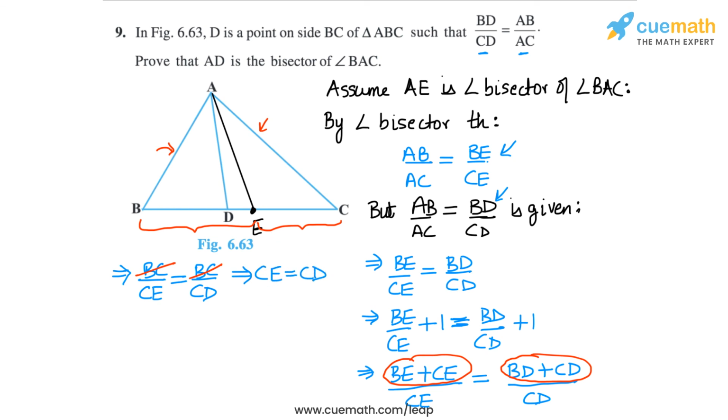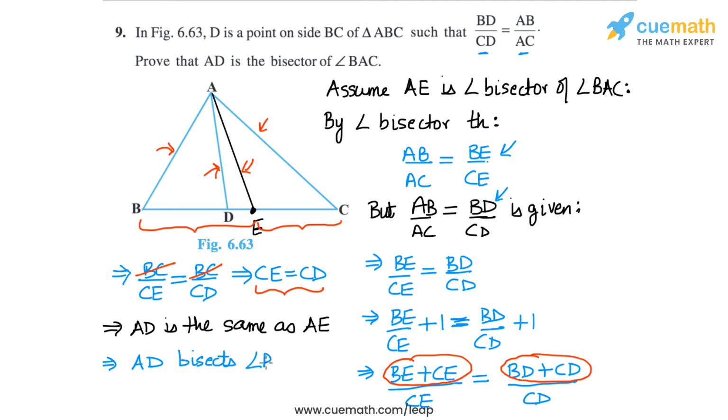Now, how is this possible? CE equal to CD. This is only possible if AD is the same as AE. Otherwise, CE can't be equal to CD. So we can conclude now that AD is the same as AE, and we assumed that AE is the angle bisector of angle BAC. So this means that AD is the angle bisector. So AD bisects angle BAC.